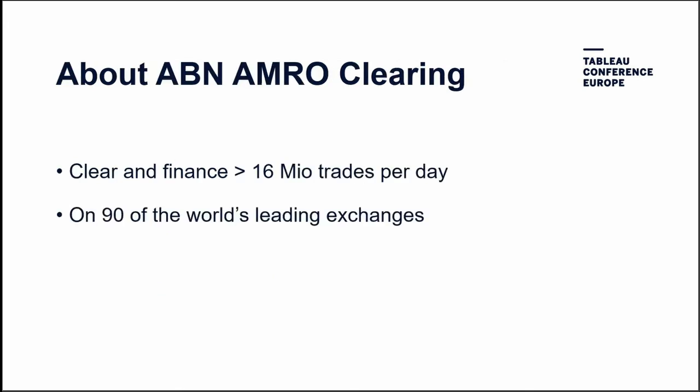What is ABN AMRO Clearing? What we do is we clear trades of companies, around 16 million a day, and that on 90 world-leading exchanges. So we have a lot of data.